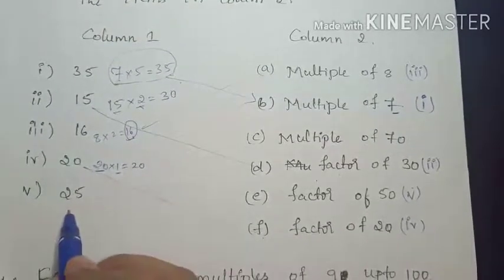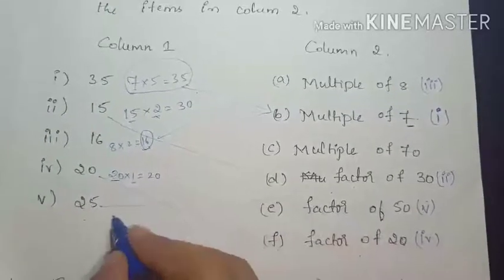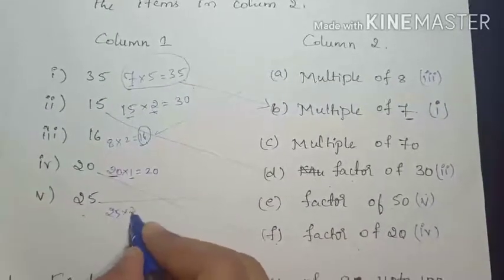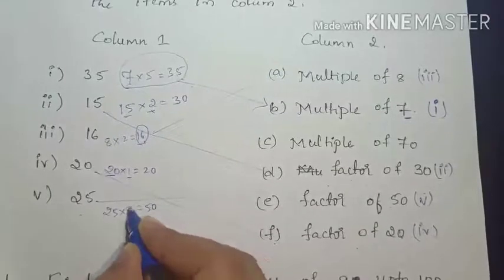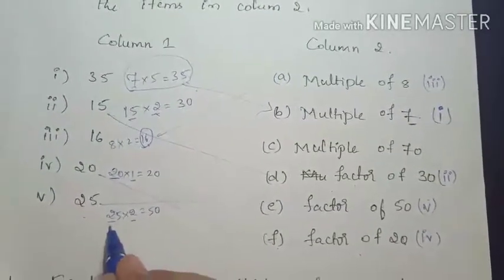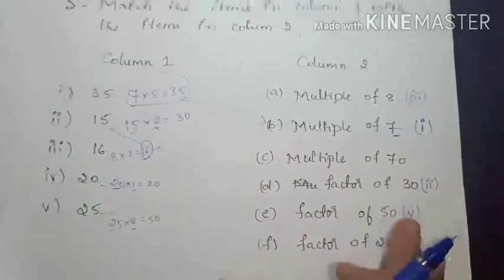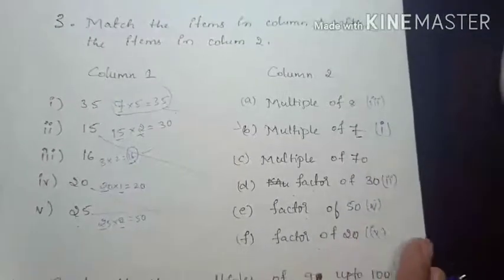Next, 25 is a factor of 50 because 25 twos are 50. Remember, these two are the factors. So 25 is one of the factors of 50. Fine. So this is about match the following.